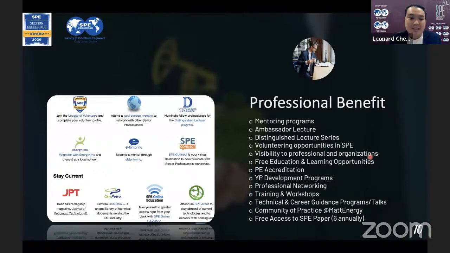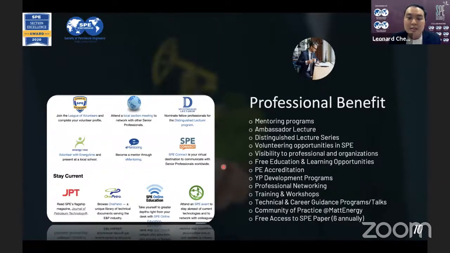So on the left side, these are just the basic benefits listed in terms of the SPE membership, such as, on the top left, the League of Volunteers, attending local section meetings, distinguished lectures. Some of it, I can even watch as on-demand recordings. Of course, Energy for Me, which is a CSR, Corporate Social Responsibility, towards high school students, and also STEM education. Of course, e-mentoring and SPE Connect are community perks, I would say, where you get to talk and discuss, to connect with the community, while at the same time growing together internationally and globally.